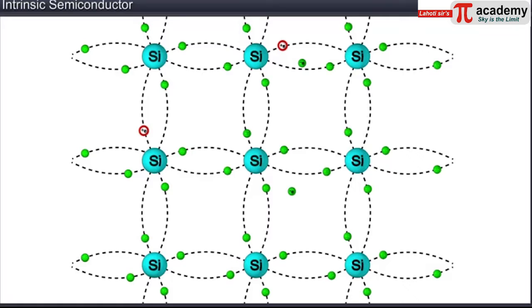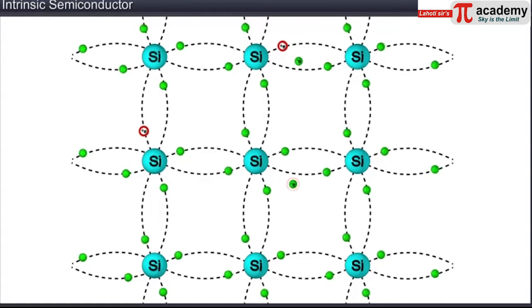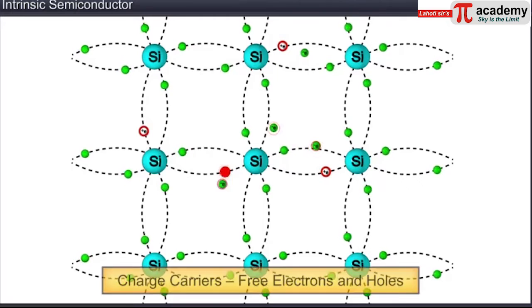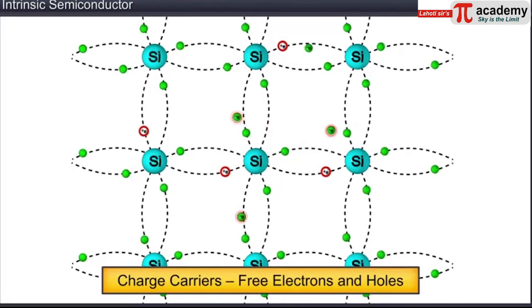Note that the movement of holes occurs because of the movement of electrons across covalent bonds in a semiconductor, and not because of the movement of free electrons. Thus, there are 2 types of moving charge carriers in the crystal lattice of a semiconductor: the negatively charged free electrons and the positively charged holes.